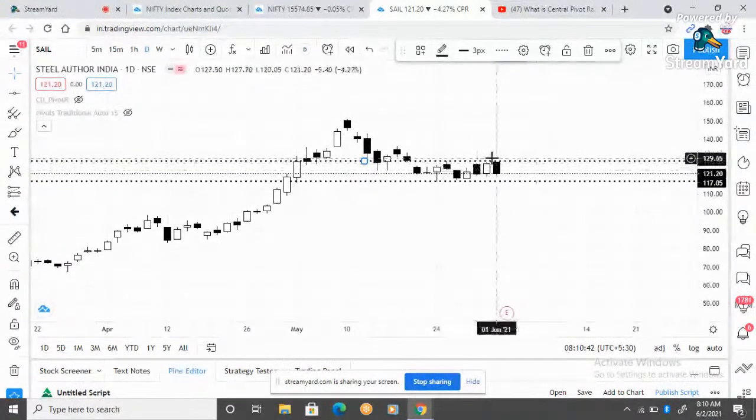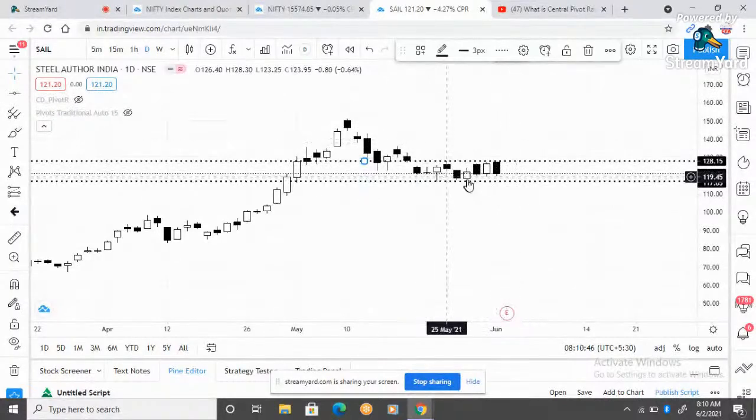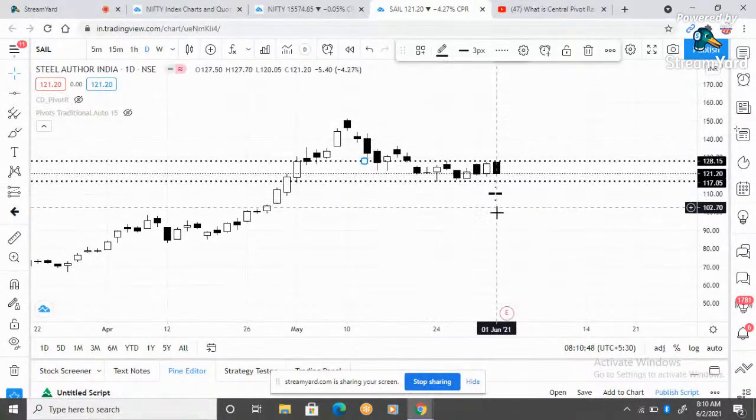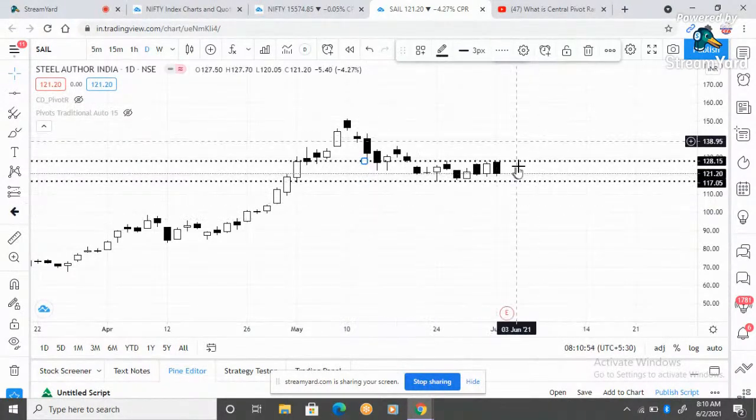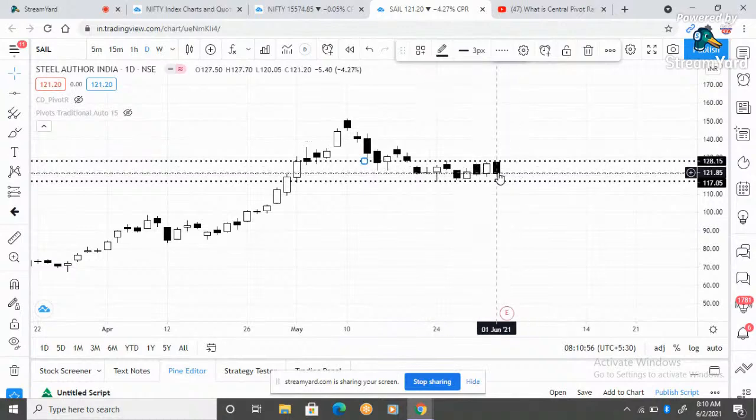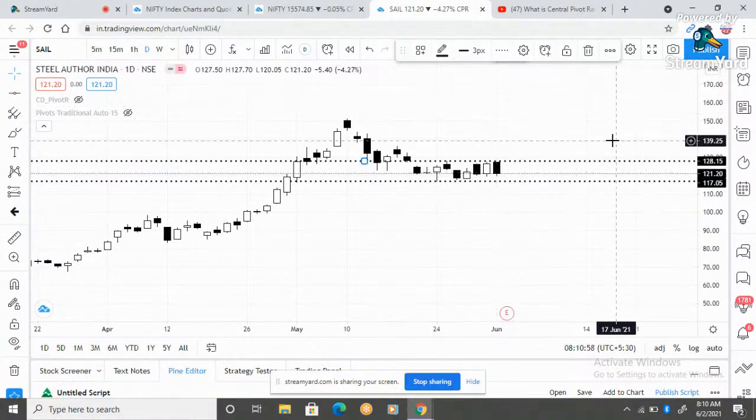Once 128 is taken out, you can expect 11 points on upside, or once 117 is taken out, you can expect 11 points on downside for this counter. So let's see how this counter is moving in the coming trading session.